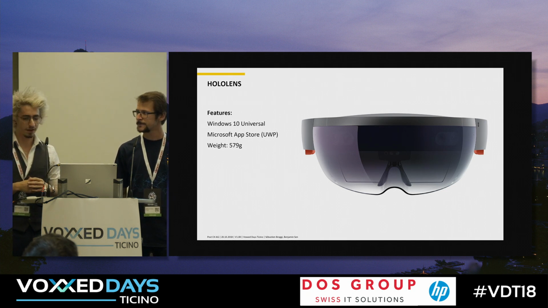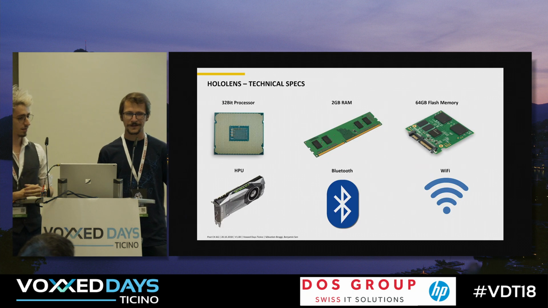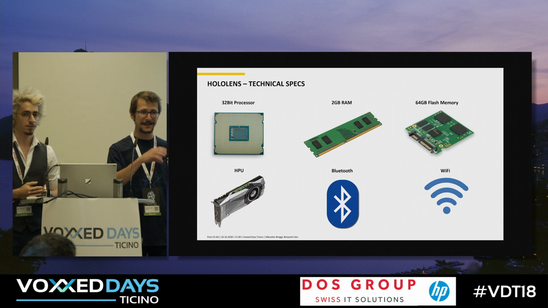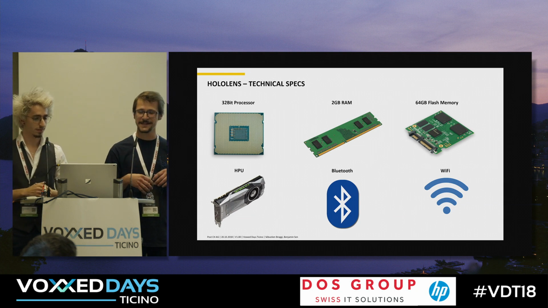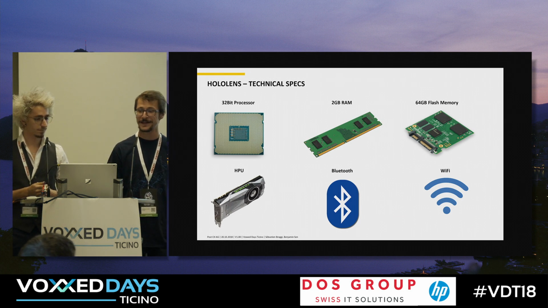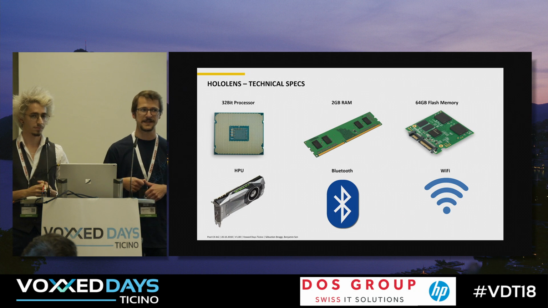But what's inside? Well, apart from a lot of sensors to track the room and find the orientation of the device in the room, there's a 32-bit processor, 2 gigabytes of RAM, 64 gigabytes of flash memory, and the graphics processor, which Microsoft calls the holographic processing unit, or HPU for short. Lastly, we also have some standard connectivity like Bluetooth and Wi-Fi.